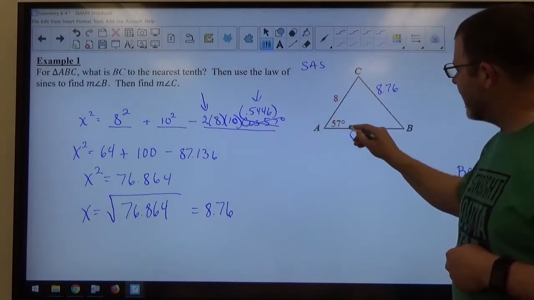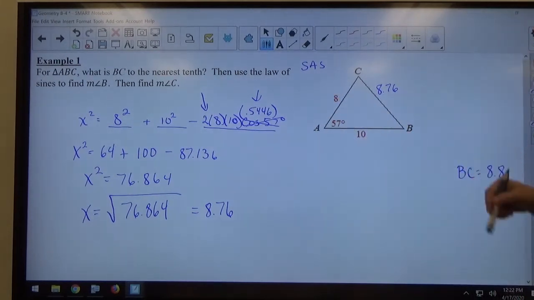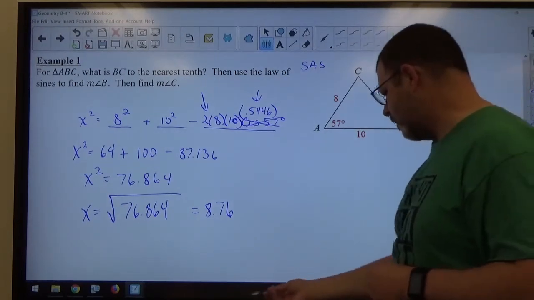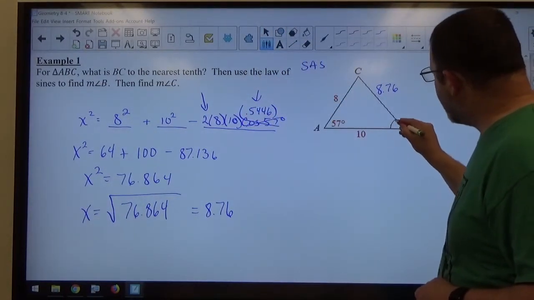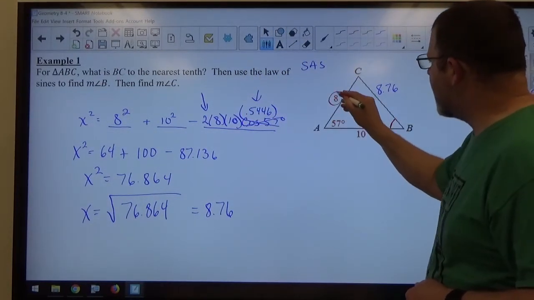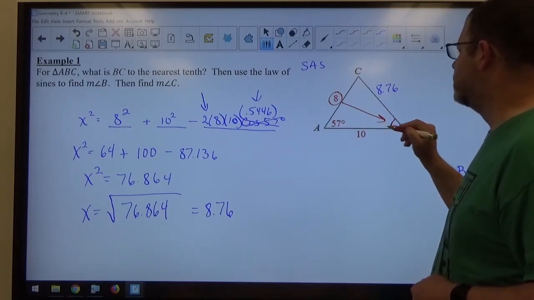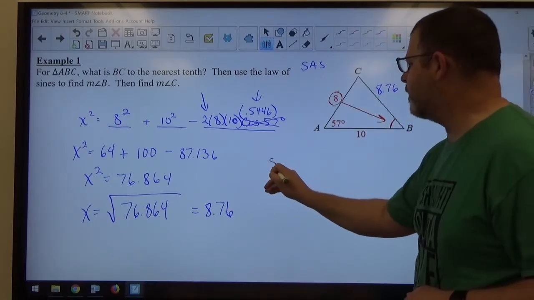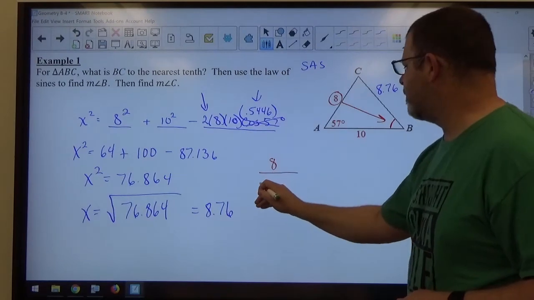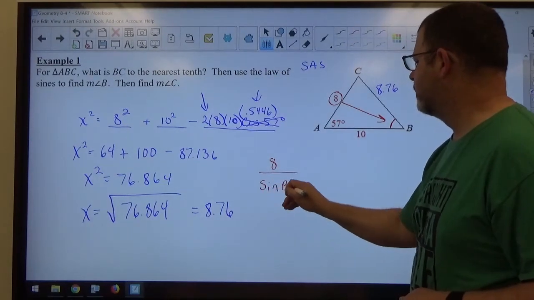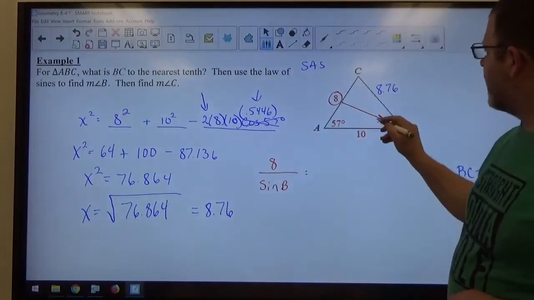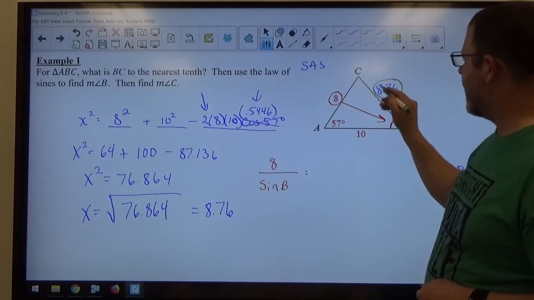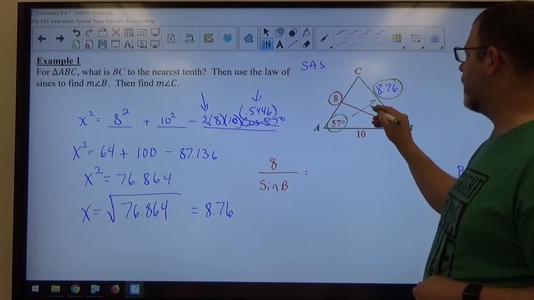Now, the second thing it asks me to do once I've found out what BC is, it says use the law of sines to find the measure of angle B. So let's take a look at how that looks. If I want to find the measure of angle B, I've got this side is opposite this angle I want to know. So that's going to be 8 over the sine of B. And then I know this side and I know this angle, those are opposite one another.